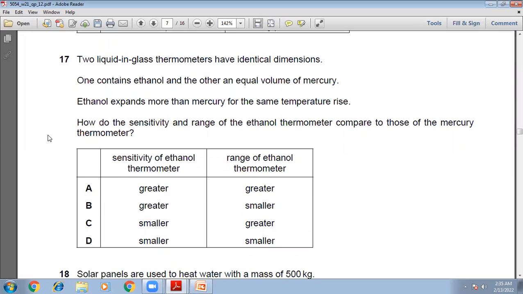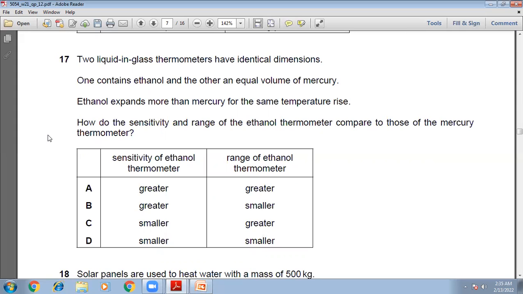Two liquid in glass thermometers have identical dimensions. One contains ethanol and the other an equal volume of mercury. Ethanol expands more than mercury for the same temperature rise. How do the sensitivity and the range of the ethanol thermometer compare to those of the mercury thermometer?